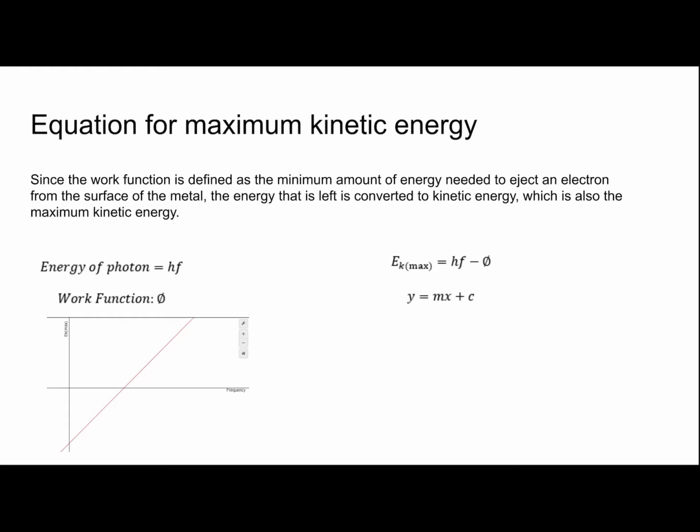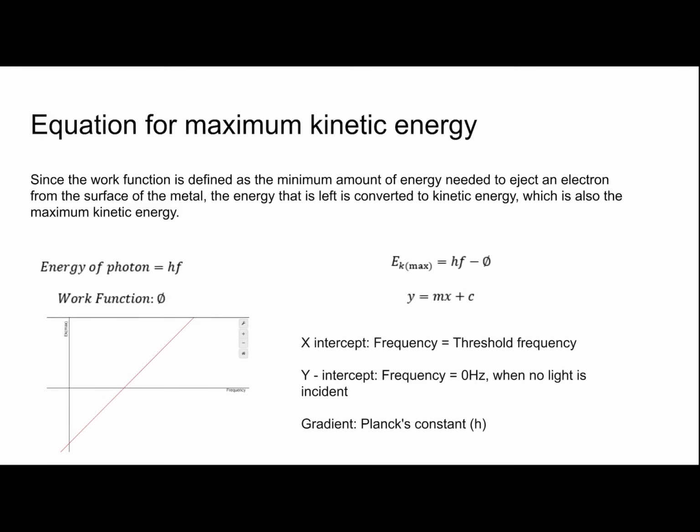We have EK max on our y-axis, and we have our frequency on our x-axis. In this case, our x-intercept is the threshold frequency, because that is the frequency that allows the electrons to have no kinetic energy. So as we can see here, that is the x-intercept. That's the threshold frequency of that specific metal. And we know the y-intercept is when the frequency is 0, so that's when no light is incident onto the metal. And the gradient would be Planck's constant, which is h. So that's our gradient.